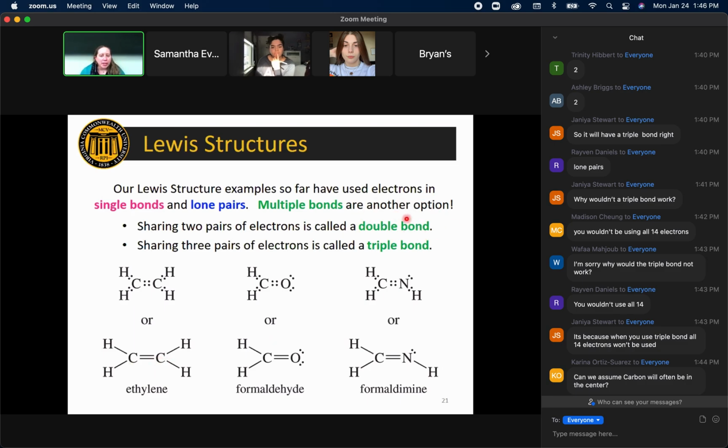Later in the chapter, we'll get into what these mean structurally more. But for Lewis dot structures, every line represents 2 electrons. And the way you decide between lone pairs and multiple bonds is by following the octet rule and trying to satisfy the octet rule for every atom as much as you can.